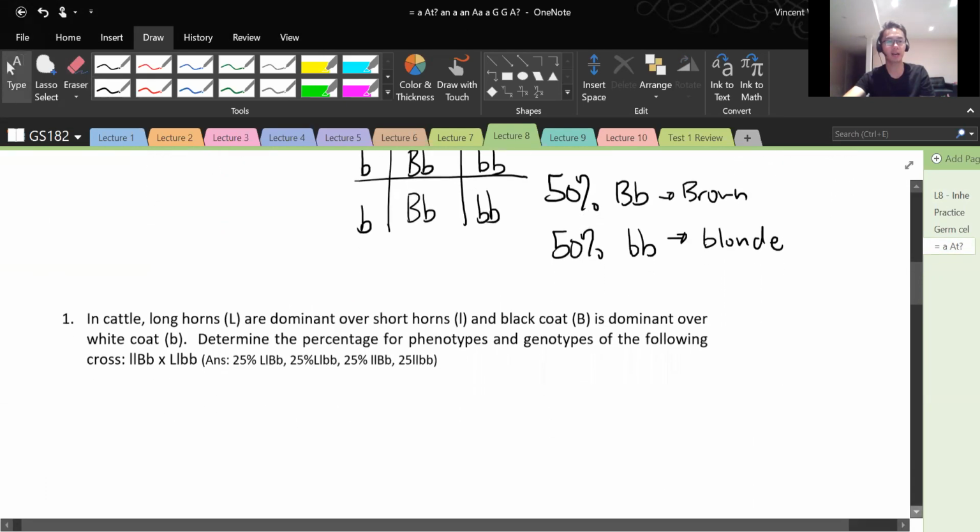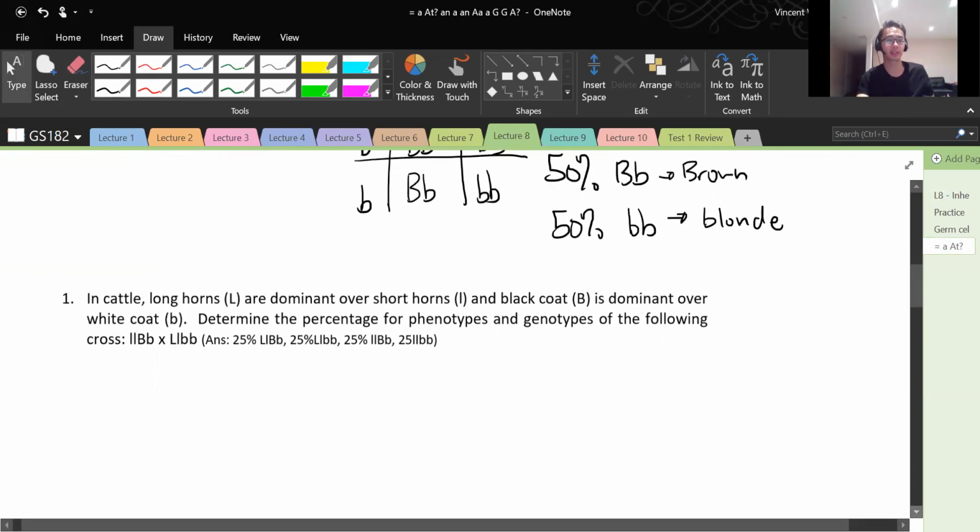So over here, we have cattle. Either they have long horns or short horns.